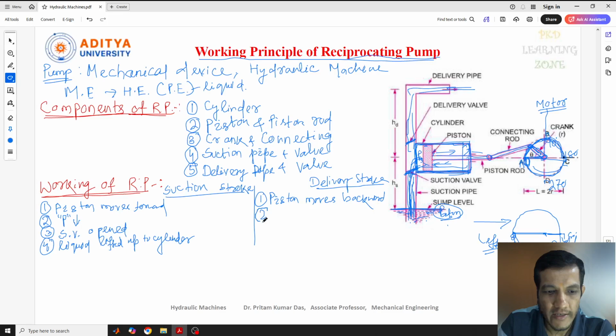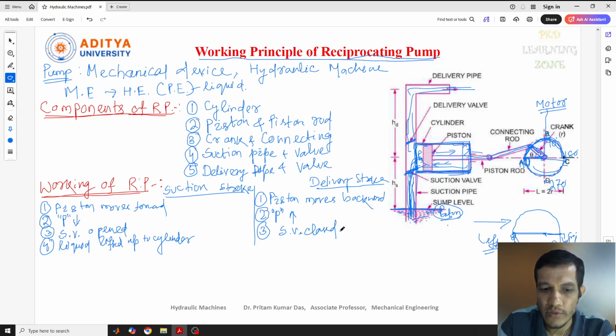Then the pressure of the liquid inside the cylinder increases, because it is compressed by the piston inside the cylinder. So the pressure increases at this point, and due to the increased pressure, the suction valve will be closed here.